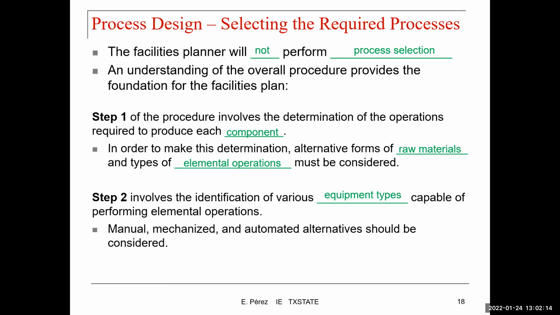Step 2 involves the identification of various equipment types capable of performing the elemental operations. So you have options: manual, mechanized, and automated alternatives should be considered. Manual labor typically is less expensive when you compare it with an automated alternative, which requires the purchase of a robot and so on. So timing is important. If you're going to be performing these operations for a long time, let's say 30, 50 years, maybe an automated alternative will be an option. But if you're just doing this for a year, 2 years, you don't want to make that big investment into a machine. Maybe a manual operation, like having an operator doing the process manually, will be an option.